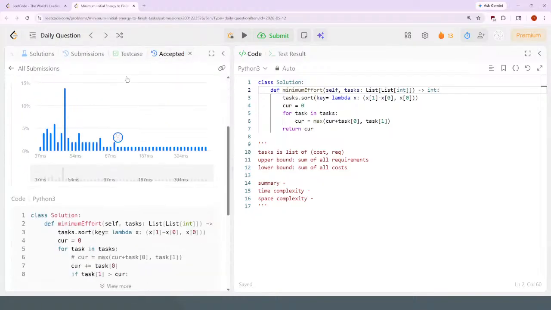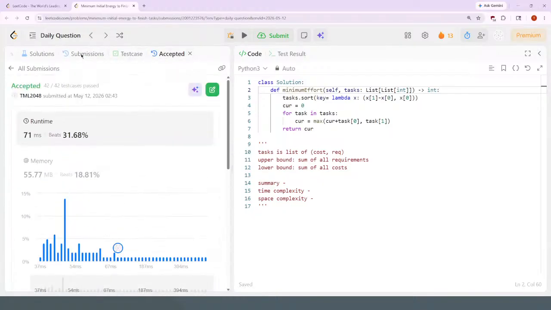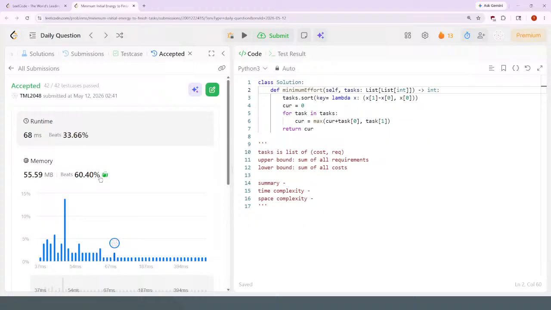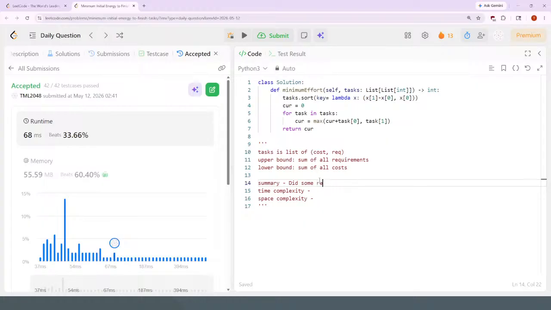Okay. So what was the fastest random timing was 68. I got a positive for the memory. Okay, summary. Did some revisions of an idea for how to compute the smallest or the minimum required, the minimum starting energy.